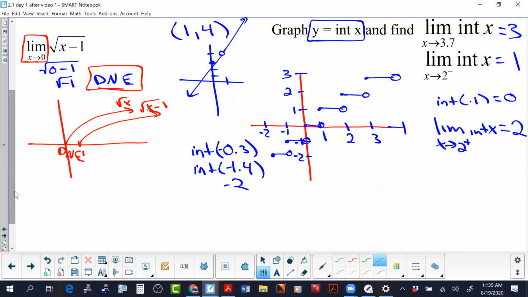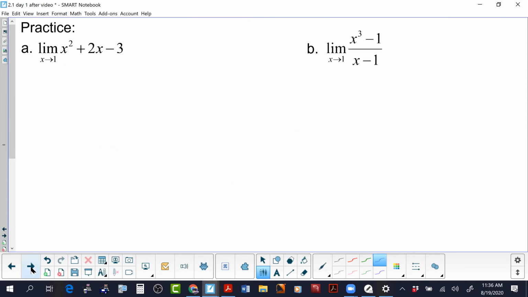What is the limit as x approaches negative 4.3? Be careful now. The biggest integer not bigger than that would be negative 5, right? Negative 5. Be careful with negatives. Try the first one.